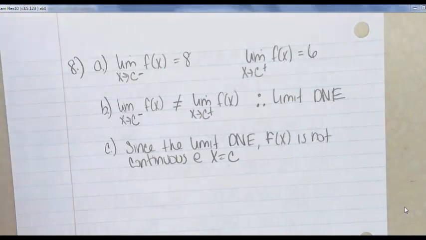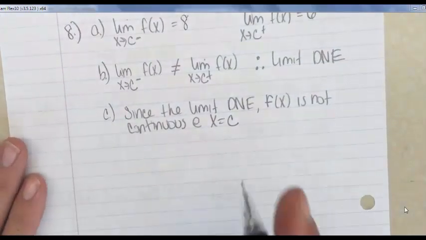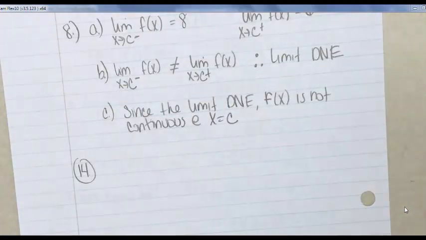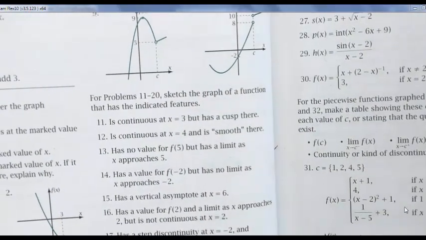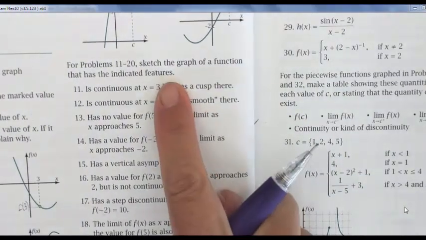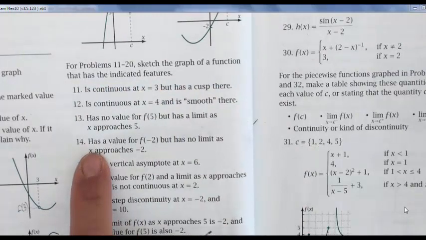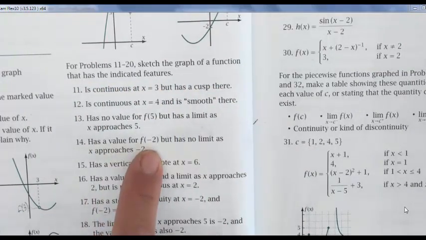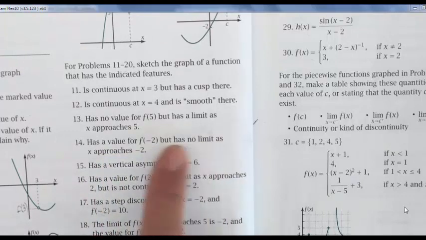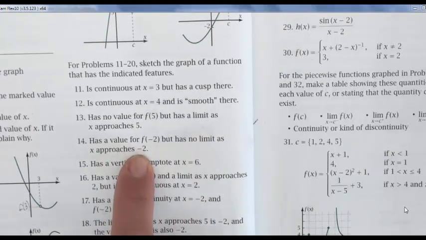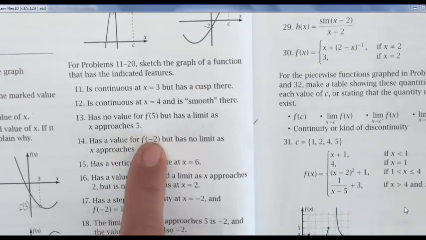Okay, what other problems did we say we were going to do together? 14 and 43. All right, so 14. So these are kind of fun. Sketch the graph of a function that has the indicated features. So 14, it has a value for f of -2, but has no limit as x approaches -2. So if it has no limit, that means that the left and the right limits are different, but it does in fact have a value for -2.